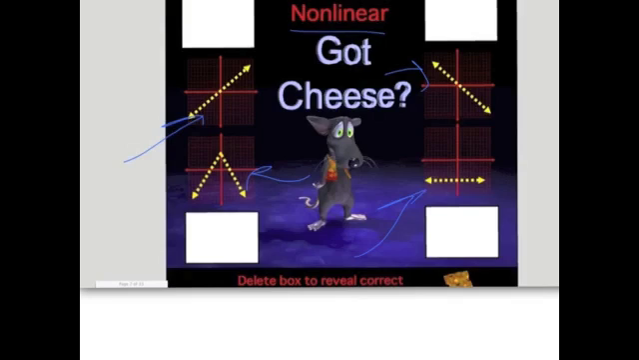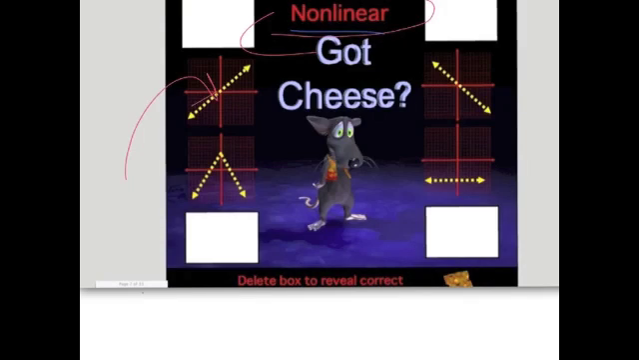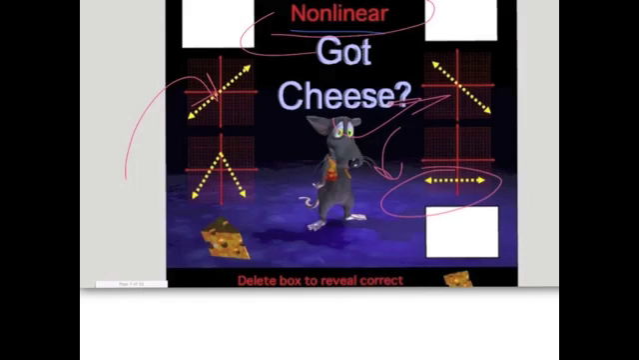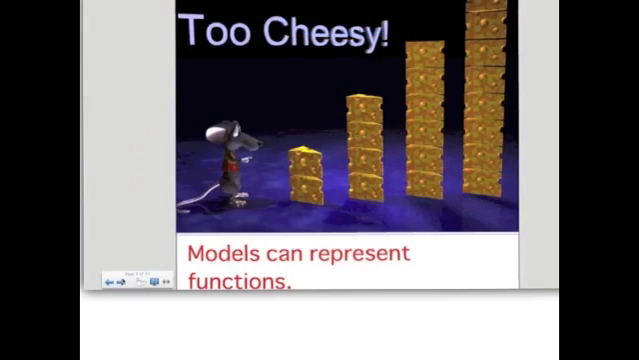So for this one, we are looking for a nonlinear function. So this one is a straight line, so that's linear. That one's a straight line, so that's linear. This one, even though it's a horizontal line, it's still a straight line, so therefore it's linear. And we can see that this one is not a straight line, it's two straight lines, and it has the cheese, therefore it is indeed correct.